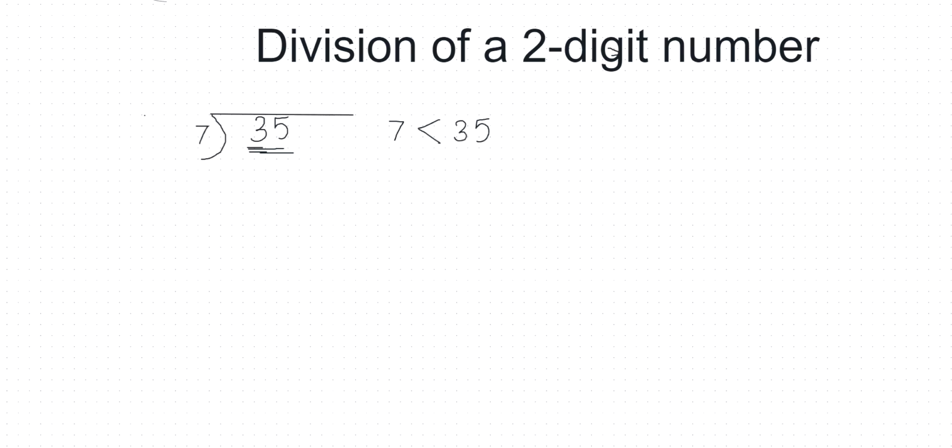So 7 5s are 35. Here you get a remainder, which is 0. Subtract these two, you get a remainder like this. So what happens when 35 is divided by a number like 6? So again, here 6 is far, far greater than 3. So you have to take both the digits. 35 as a whole you have to take.